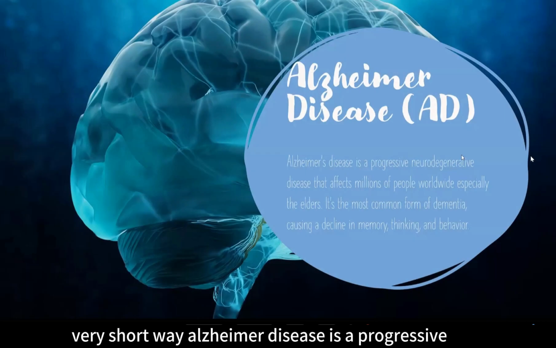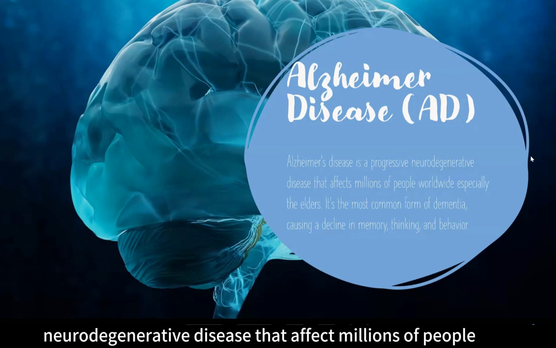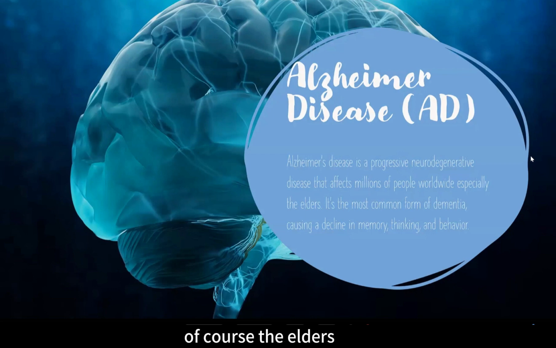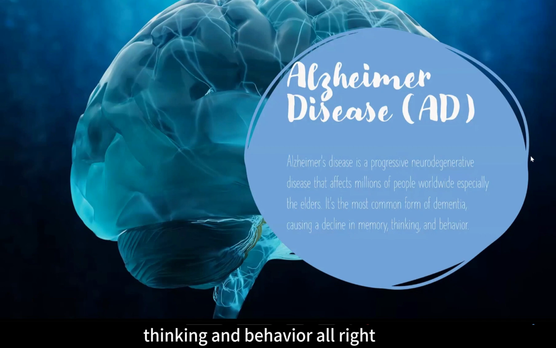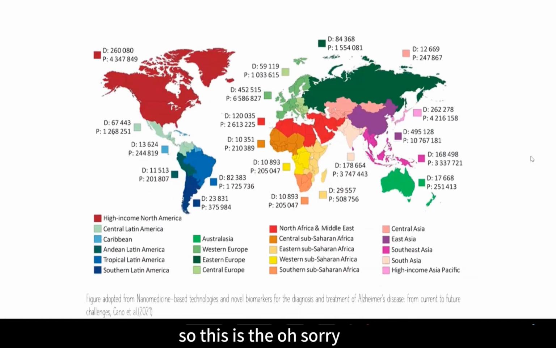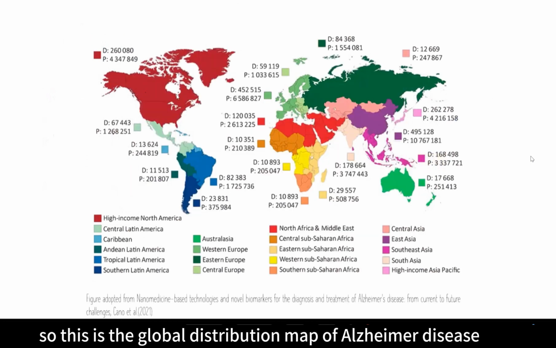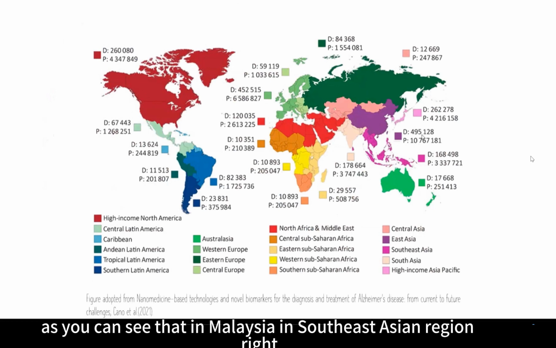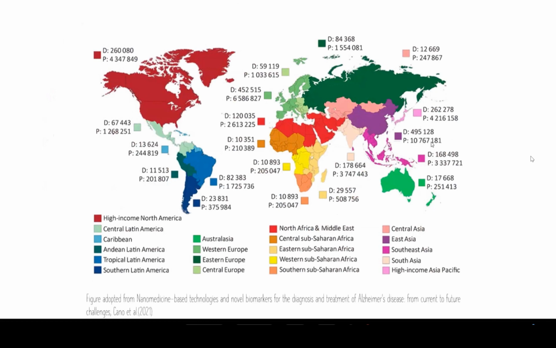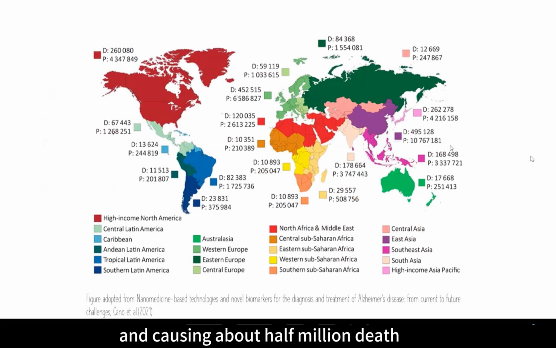So in a very short way, Alzheimer's disease is a progressive neurodegenerative disease that affects millions of people worldwide, especially, of course, the elders. It's the most common form of dementia, mentioned by Ian just now, causing a decline in memory, thinking, and behavior. This is the global distribution map of Alzheimer's disease. The D represents death and P stands for the patient. As you can see, in Malaysia, in the Southeast Asia region, there are approximately 10 million plus patients, causing about 500,000 deaths.